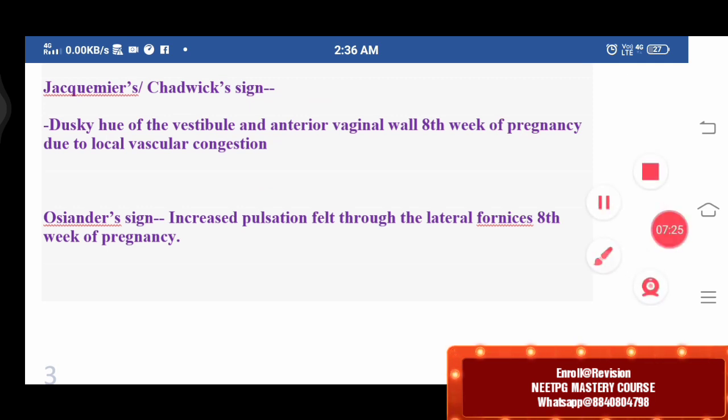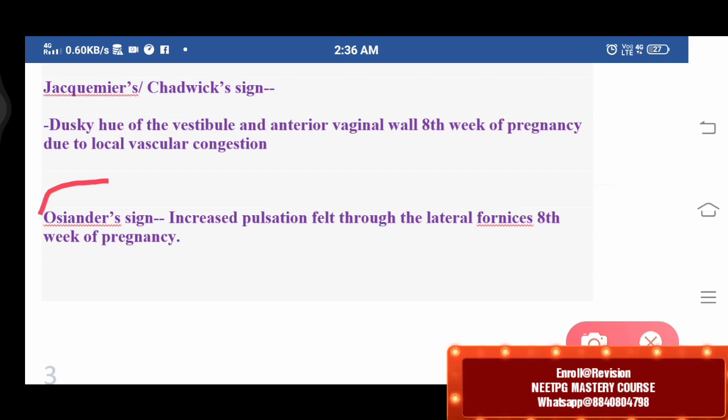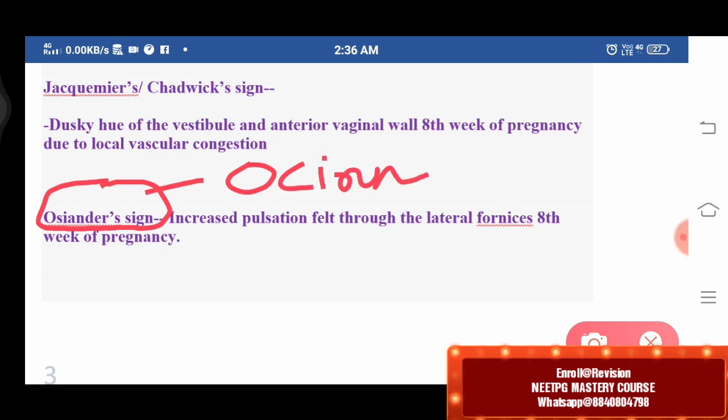Now moving to the other sign called Osiander sign. Now it is very easy to remember. You see, in the name itself it says ocean. So ocean has waves. So you can correlate waves with pulsation. So increased pulsation felt through lateral fornices in 8th week of pregnancy.